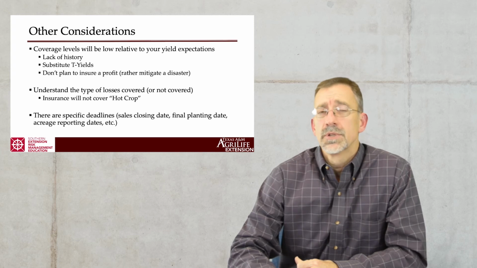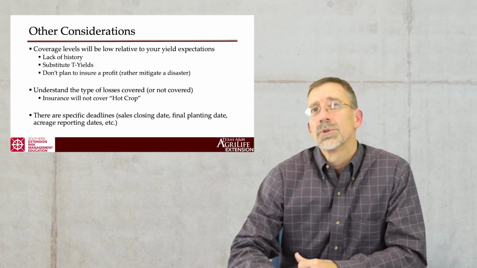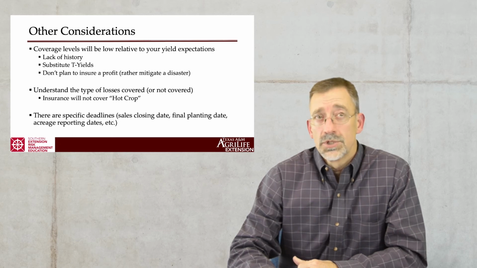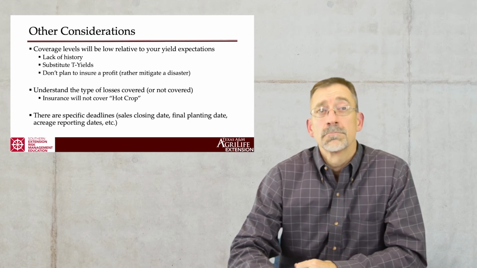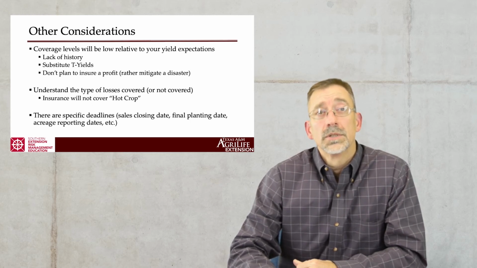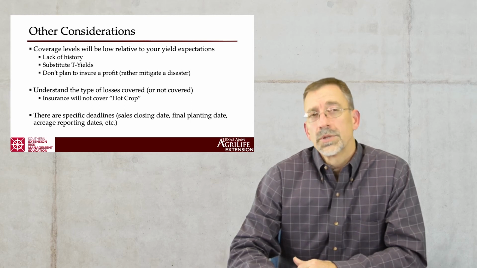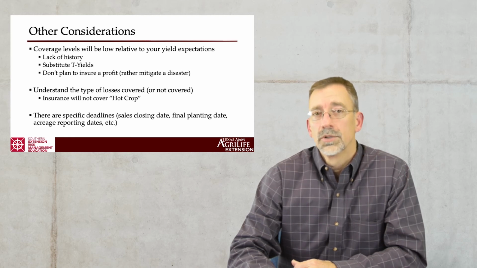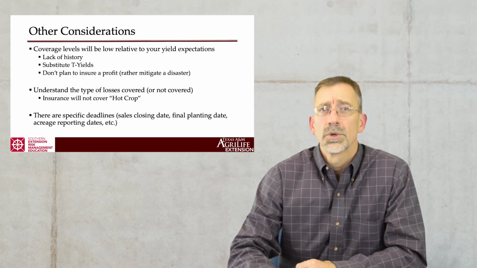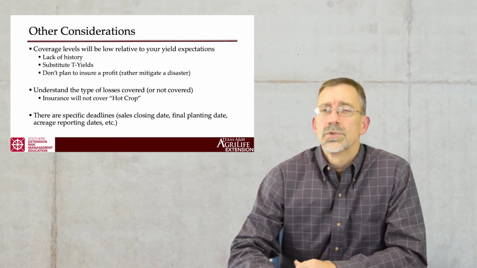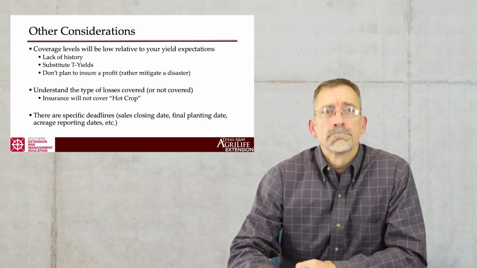Again, a review of some of the other considerations as we went through some of those numbers. You probably realize that the yield levels that you can guarantee and the price levels might be lower relative to your expectations. Some of this is due to lack of history, having to substitute T yields and that sort of thing. And so we tell people don't plan on being able to insure a profit or lock in a profit. You want to make sure you know your cost of production, and treat this as a way to offset those really big disaster situations.